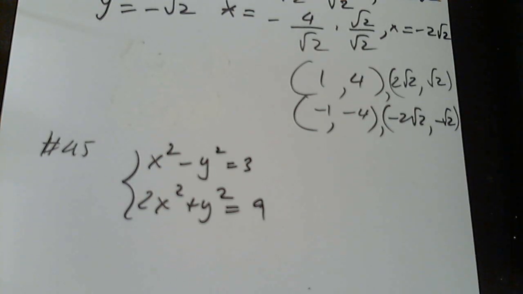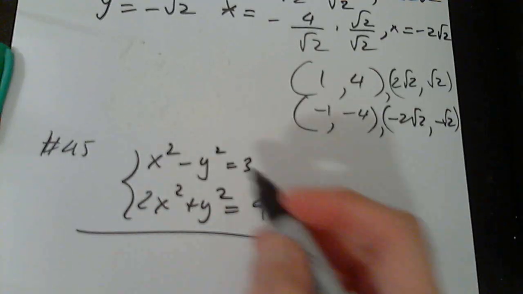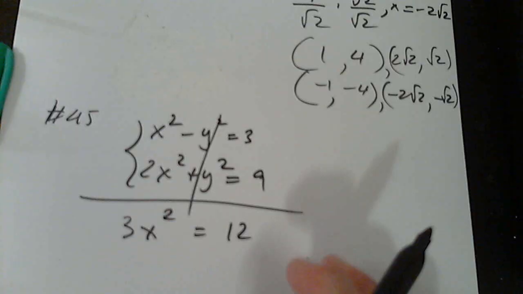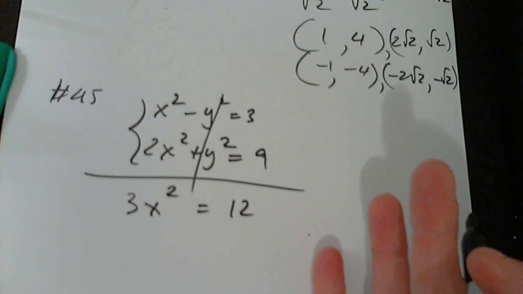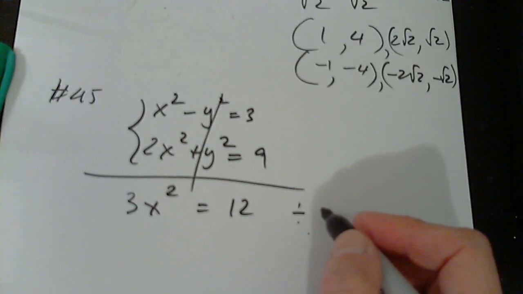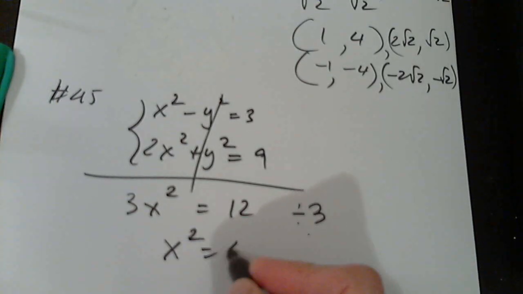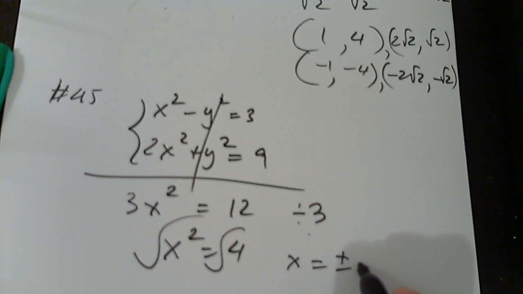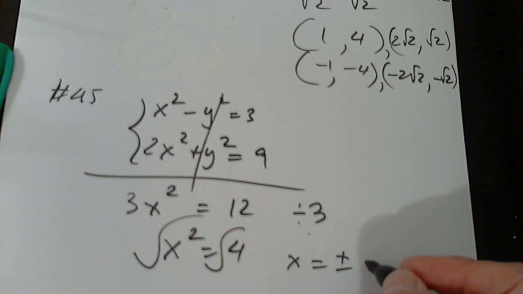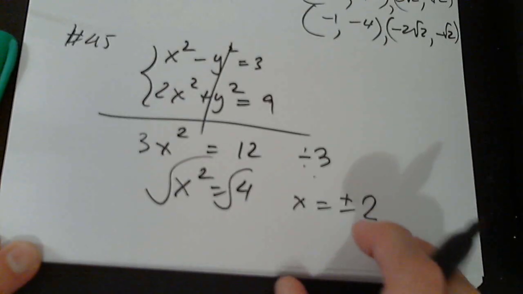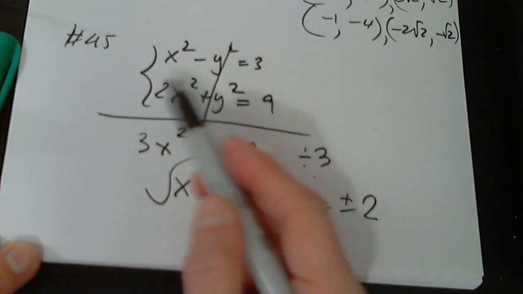Would you just eliminate y squared? Of course, by simply adding. Excellent. So 3x squared equals 12. Of course, I'll divide both sides by 3. And when I take the square root, I get x equals plus or minus 2. That's it.